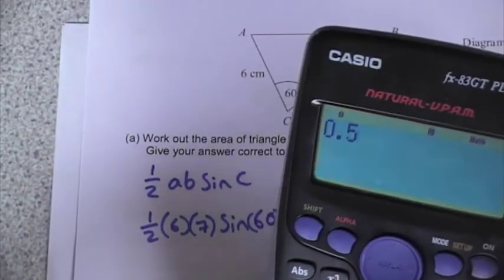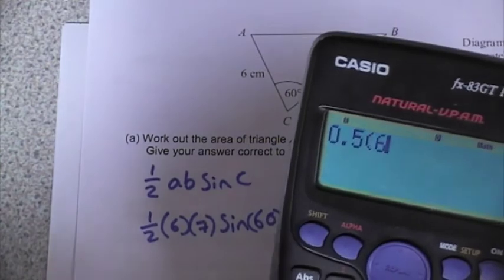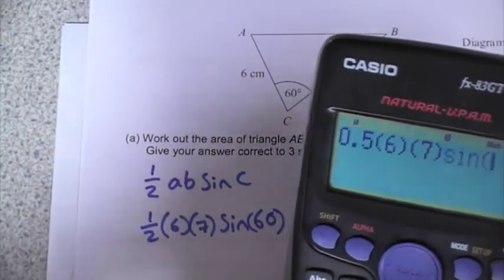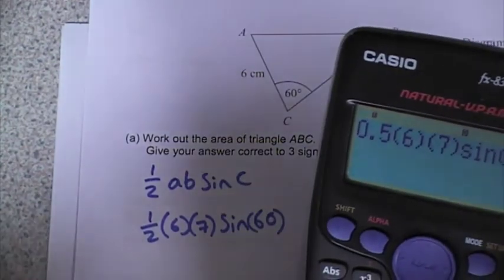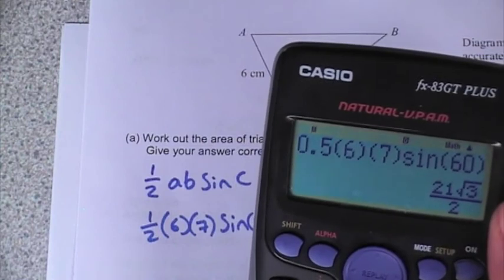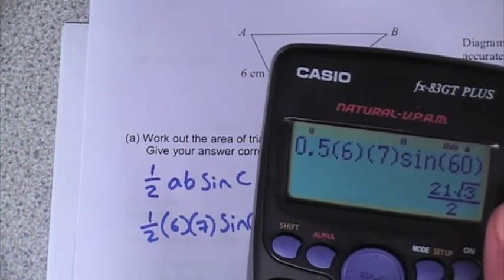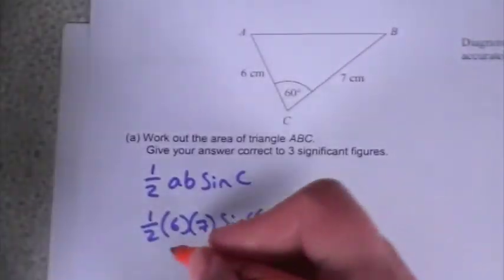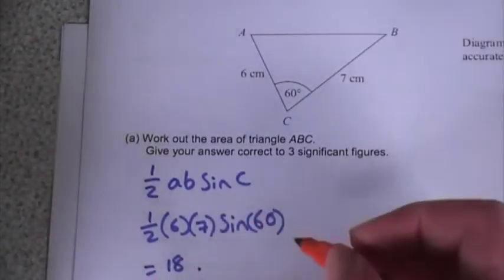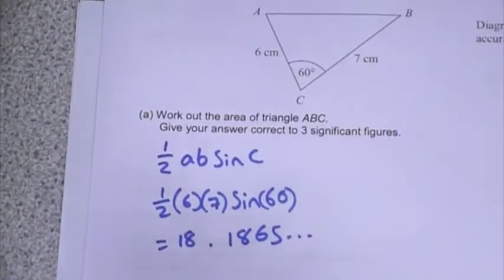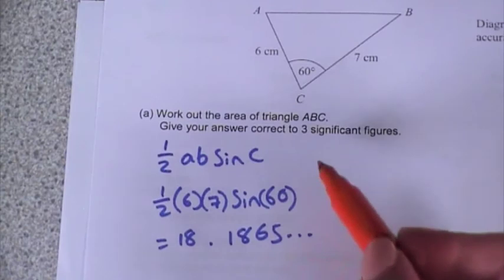Half of 6 and 7 in brackets sine 60. Close the sine bracket off, press equals, 21 root 3 over 2, press SD. That gives me 18.1865... We wanted it to 3 significant figures.